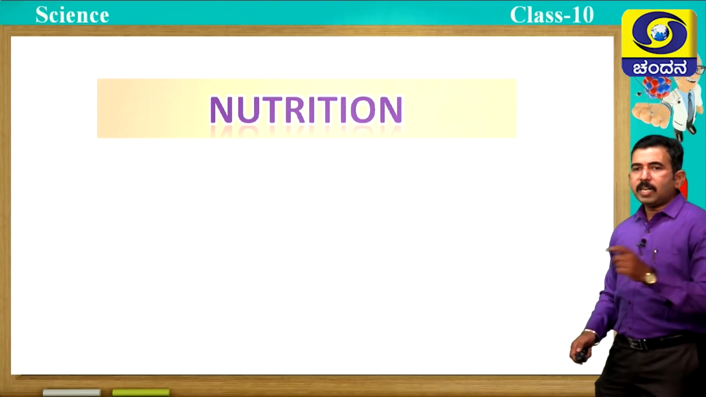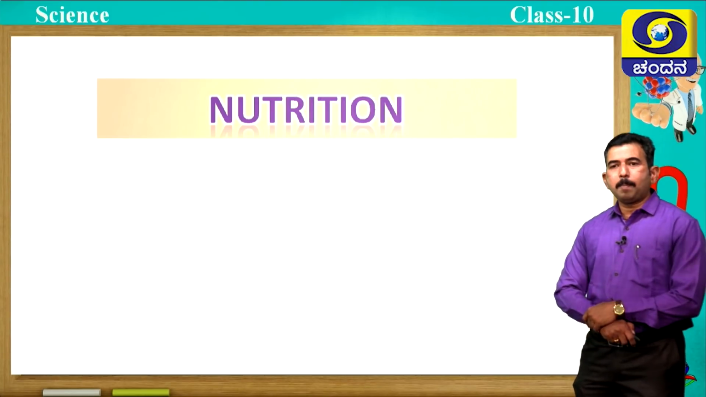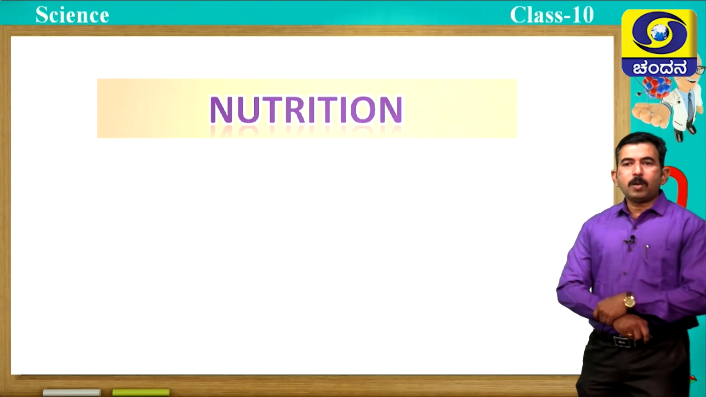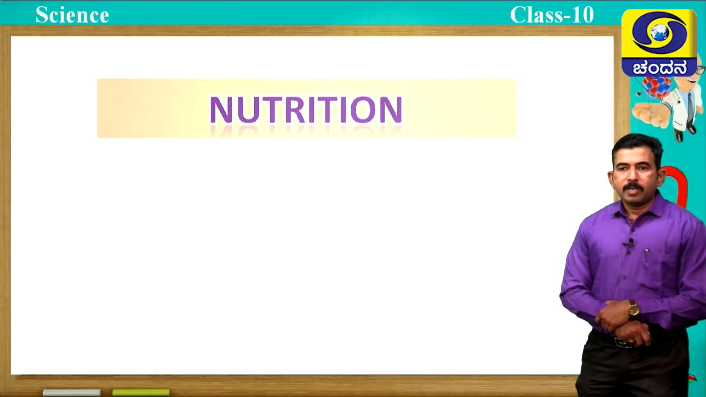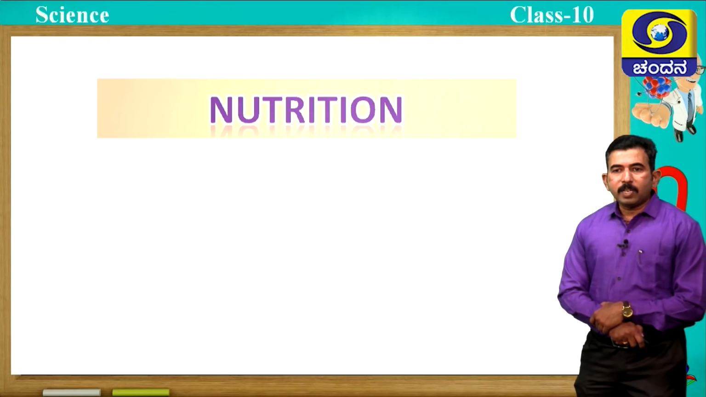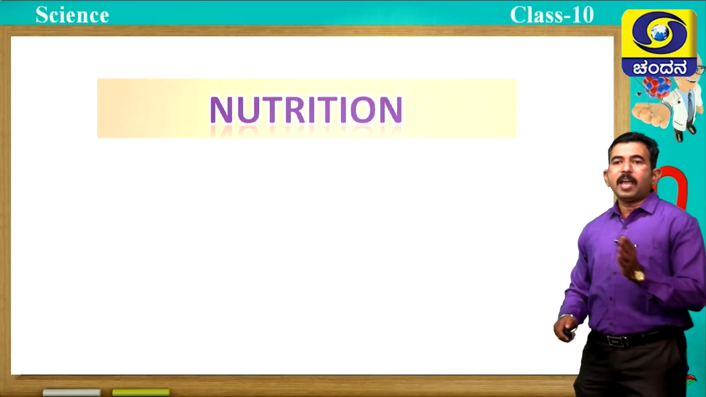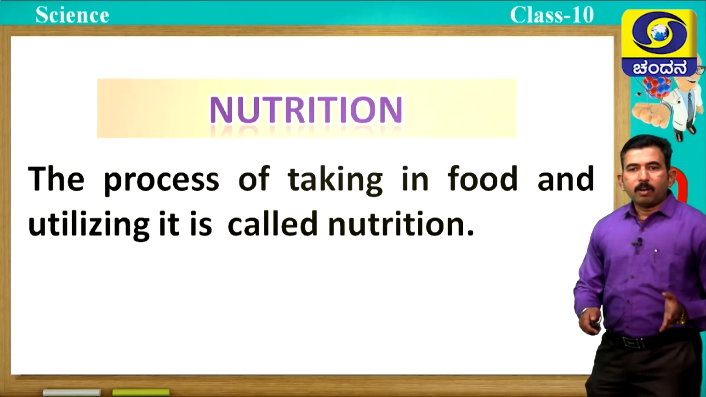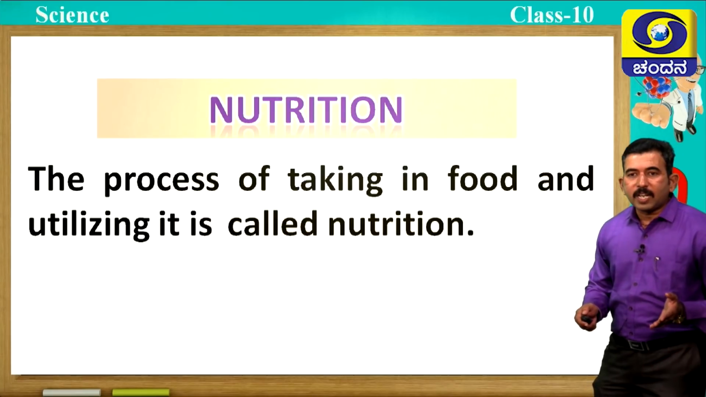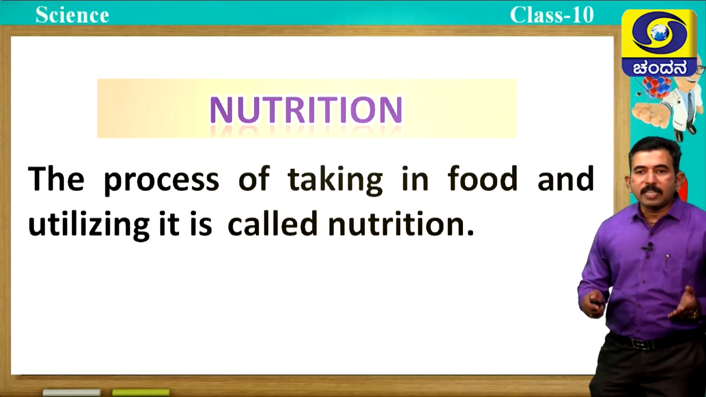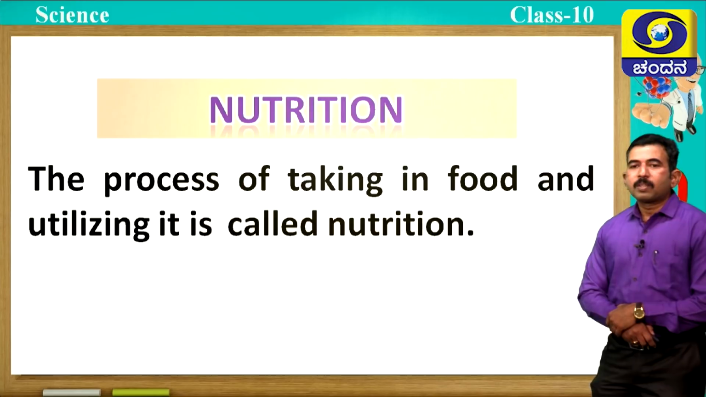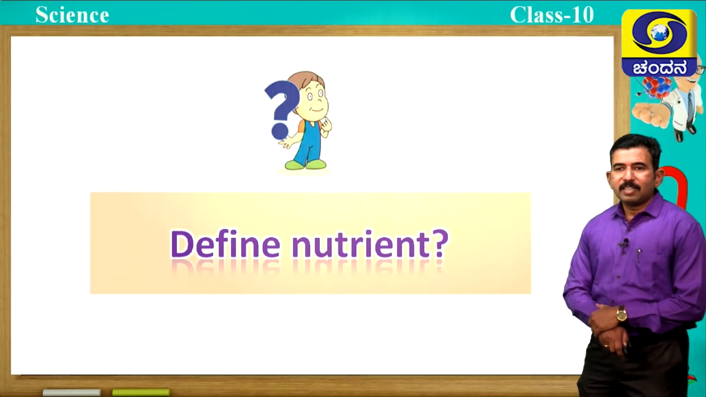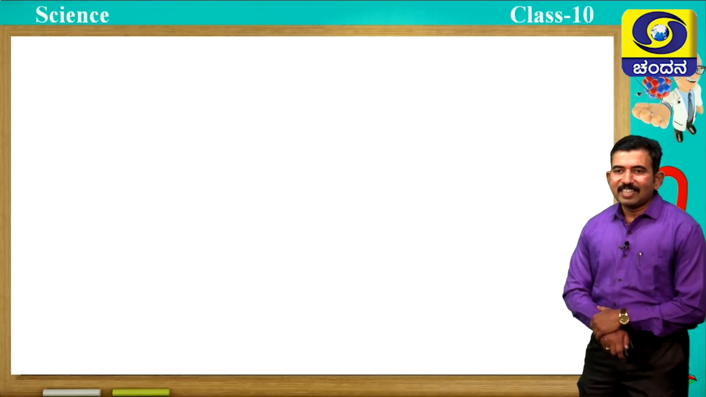Now, let us study the first type of life process, nutrition. Just now we discussed what you mean by nutrition. It is a process to transfer energy from outside the body of an organism, or you can define it as a process of taking in food and utilizing it. Students, can you define what you mean by nutrient? Yes, your answer is correct.